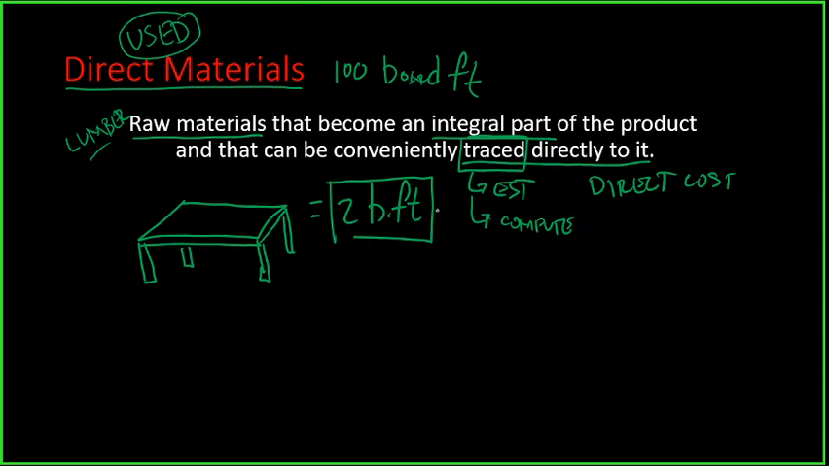So, the cost of your direct materials can now be estimated. If each board feet is actually 100 pesos per board feet, can you trace the cost of your direct materials? Very easy. That's 2 times 100. You will now have 200 pesos as the cost of direct materials in this table.